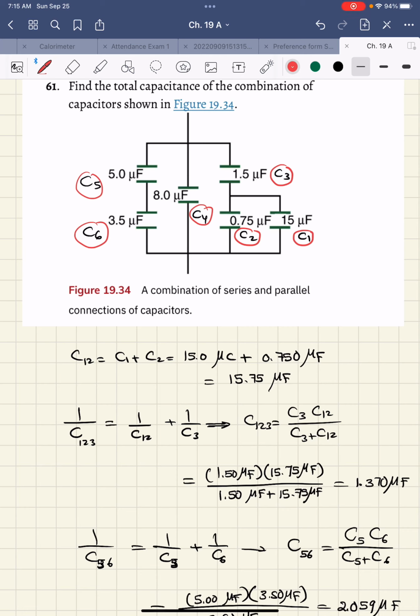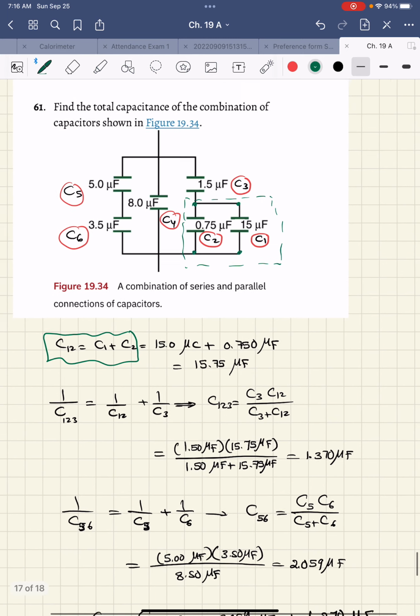Then I'm going to first look at this arrangement here. Look here, this is C1 and C2, they are connected in parallel. Therefore, I'm going to say C12, the equivalent of C1 and C2. It is now the rule, it is this one, adding. Okay, therefore, I'm going to add 15 plus 0.75, and that is going to be 15.75.